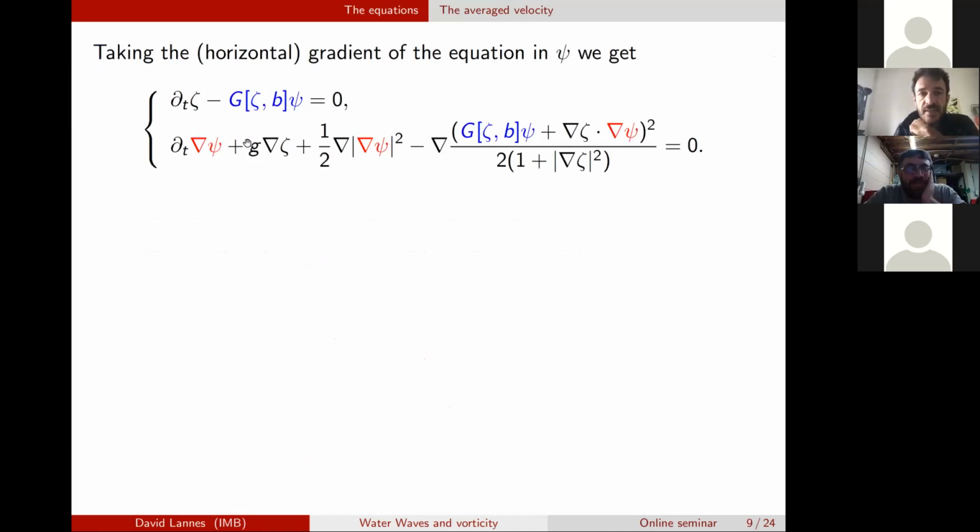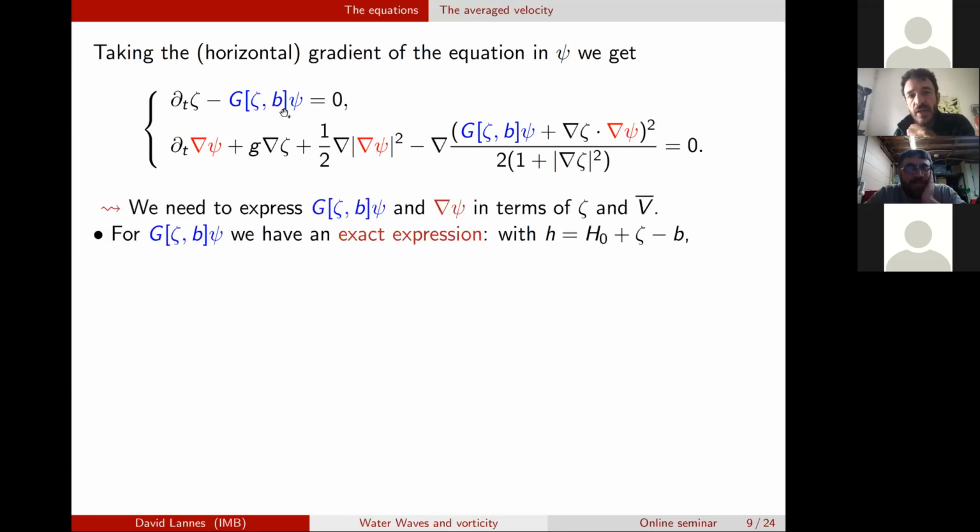So you can rewrite the Zakharov-Craig-Sulem equation. I just take the gradient of this expression. So, okay, you have the red term grad psi. And what you want to do is express the blue term, the Dirichlet-Neumann operator, and the red term grad psi in terms of zeta and this velocity V bar.